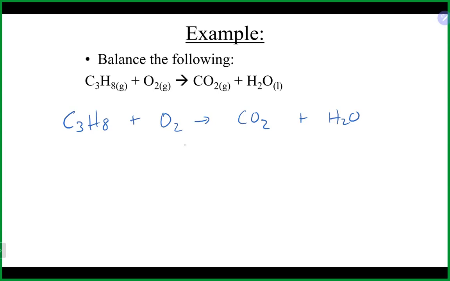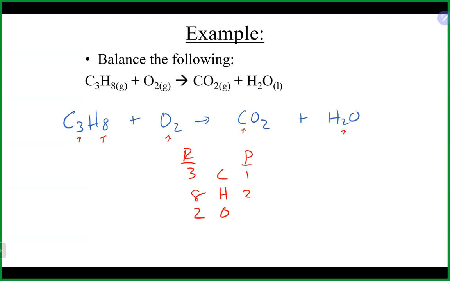Okay, so let's take a look. So once again here, I'm going to make a little table, reactant product side. We got carbon, hydrogen, and oxygen. On the left-hand side there, we have 3 carbons. Right-hand side, we have 1. Left-hand side, we got 8 hydrogens. Right-hand side, we have 2. Left-hand side, we have 2 oxygens.